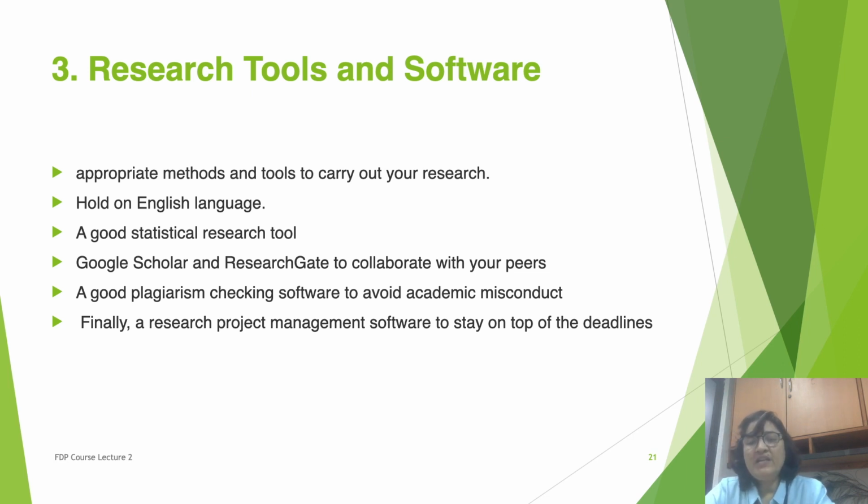So apart from writing skills, grammar and all, you also need to have proper collaboration. For that you have to have Google Scholar and ResearchGate knowledge. Then if it should not be copied, you should have plagiarism checking. And then your project or whatever research you are doing is going through proper milestones. For that you need to have project management software.